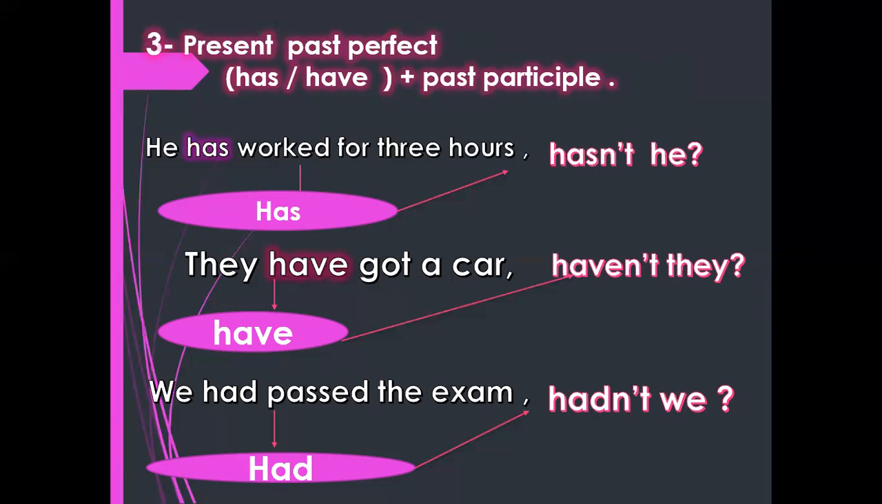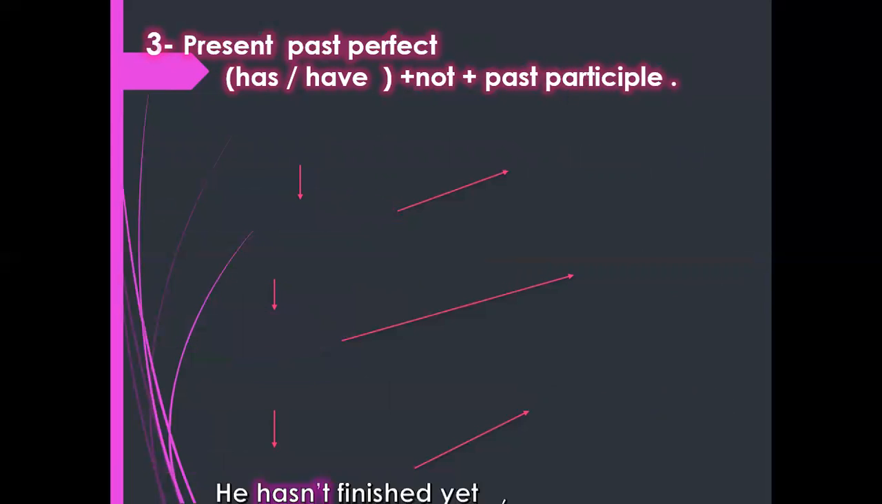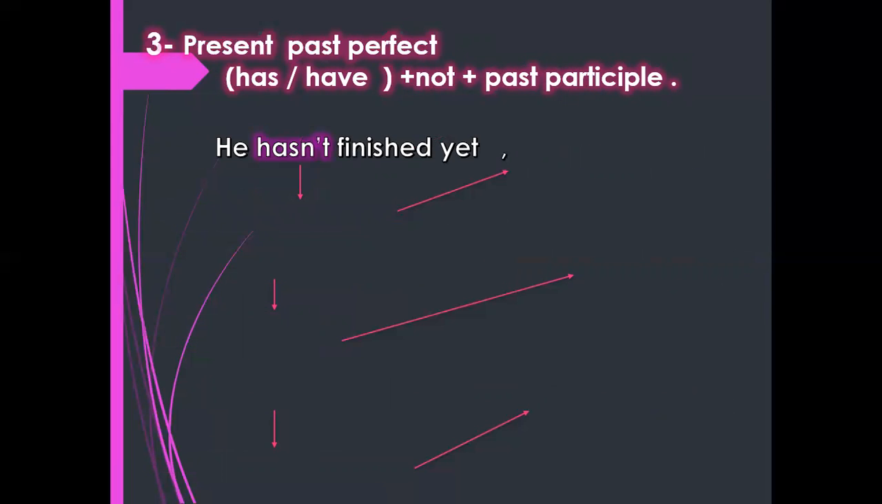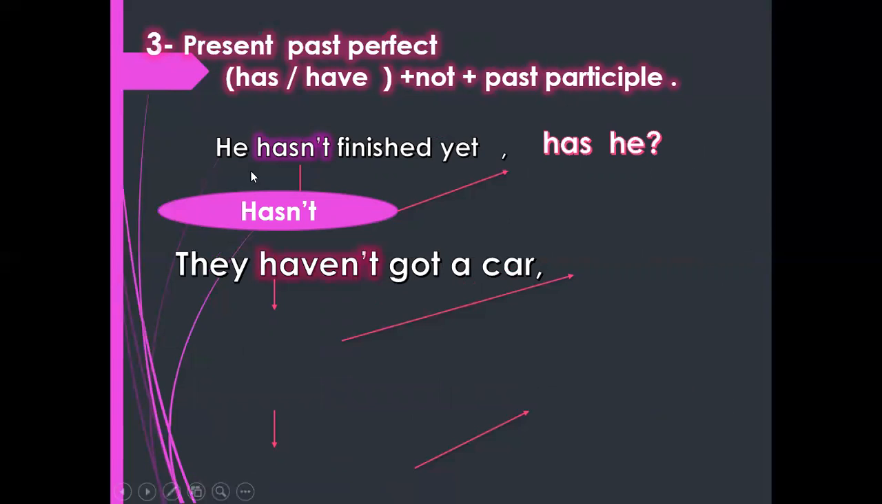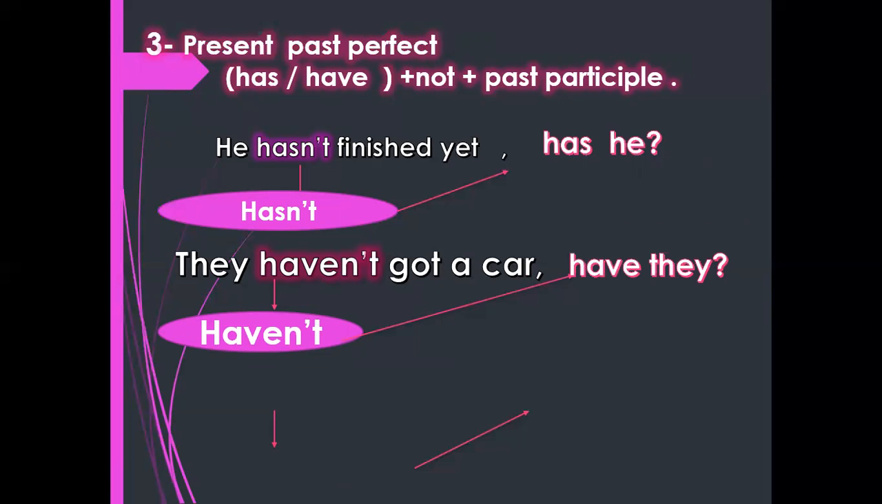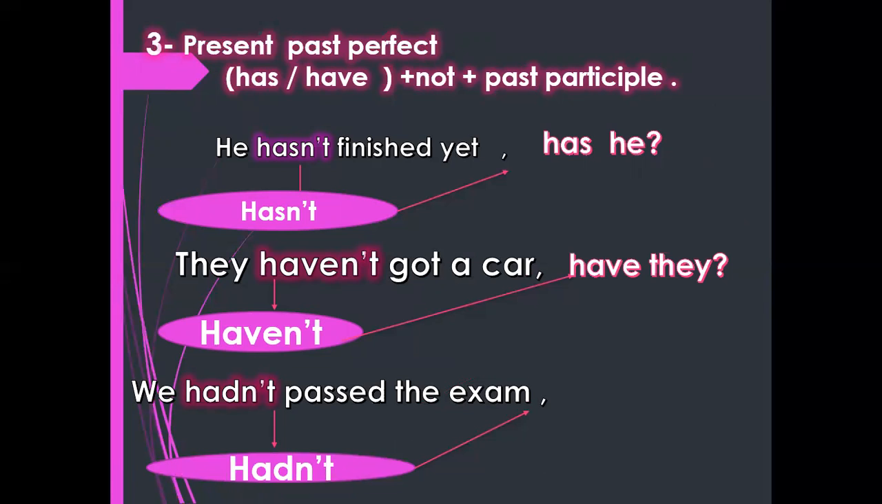Suppose we have these negative sentences. He hasn't finished yet. So here we have the helping verb hasn't. So the question tag will be has he? If the statement is negative, the question tag will be positive. They haven't got a car. Here we have the helping verb haven't. So the question tag will be have they? We hadn't passed the exam. The helping verb is hadn't. The question tag will be had we? Any questions?